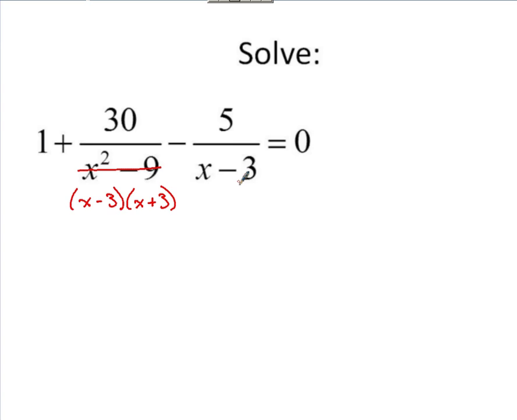So now as I consider all these denominators that are present, you've got an x minus 3 times x plus 3, then you've got an x minus 3 over here. The least common denominator is basically going to consist of those two factors, x minus 3 and x plus 3, right? So I'm going to take x minus 3 and x plus 3. I'm going to multiply that through the entire equation. I'm multiplying that to both sides.